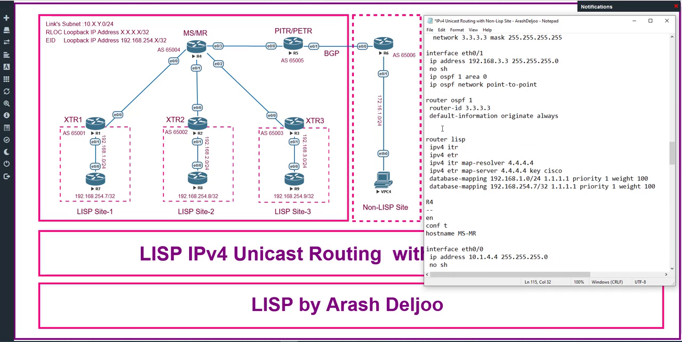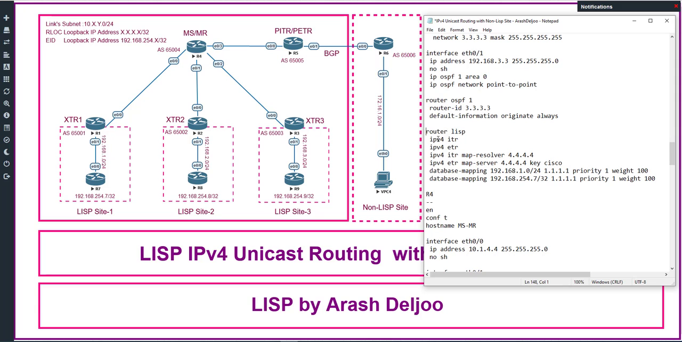And after that, we can configure the router 3. In router 3, we have router Lisp, IPv4 ITR, IPv4 ETR, IPv4 ITR map resolver quad 4, IPv4 ETR map server quad 4 key Cisco, and then database mapping 192.168.30.0/24. The routing locator address is quad 3 with the priority of 1 and weight of 100. And finally, database mapping 192.168.2.549, for example, /32, quad 1, should be modified to quad 3, then priority 1, then weight 100.